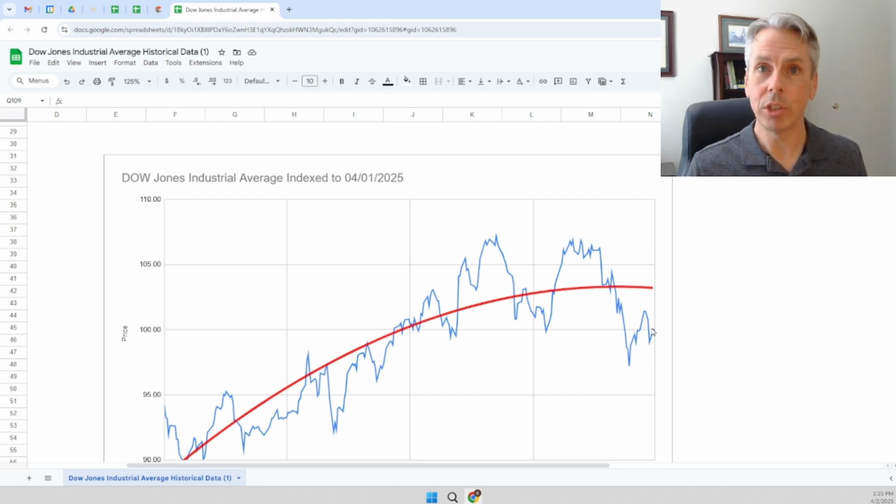Now, the question is, how do we create an index for our market? And that's something that I have created a workbook and a technique to do. And this is by far the best way to solve the problem of market change.